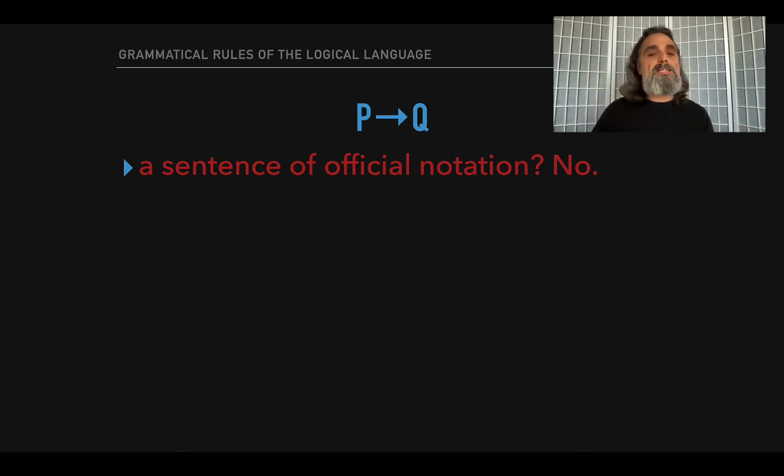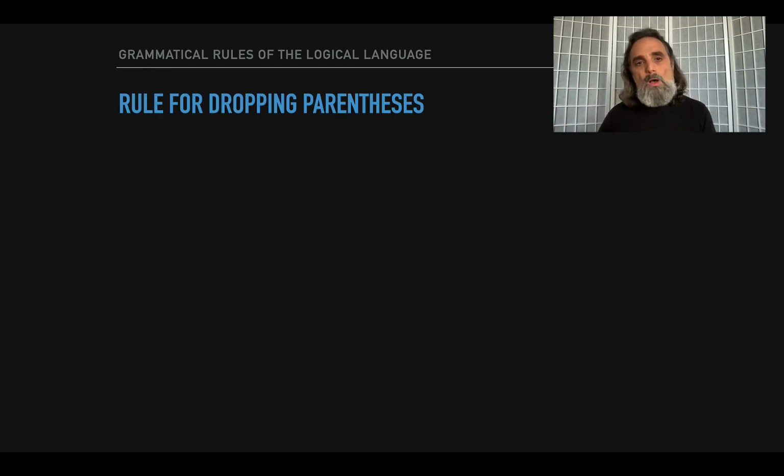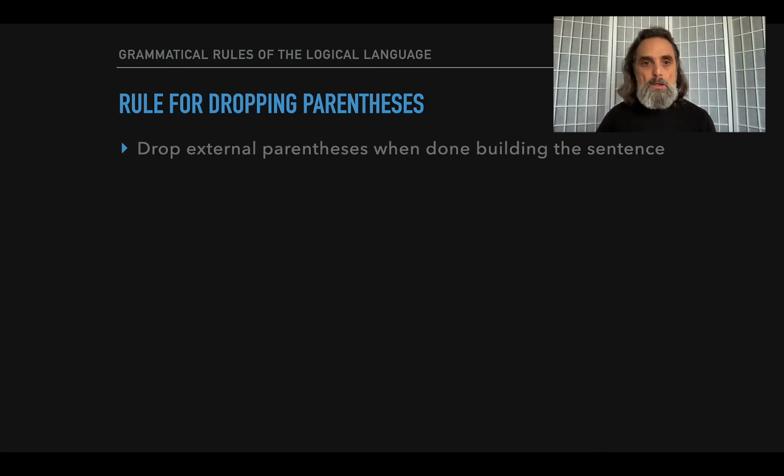Well, it's not a sentence according to those rules, and we're going to say if you're a sentence according to those rules, then you're a sentence of official notation. But to make our lives easier, we're still going to call this a sentence. We're going to call it a sentence of informal notation. So what do we mean by official and informal? Well, we're going to have rules that let us drop parentheses. And right now we have just one.